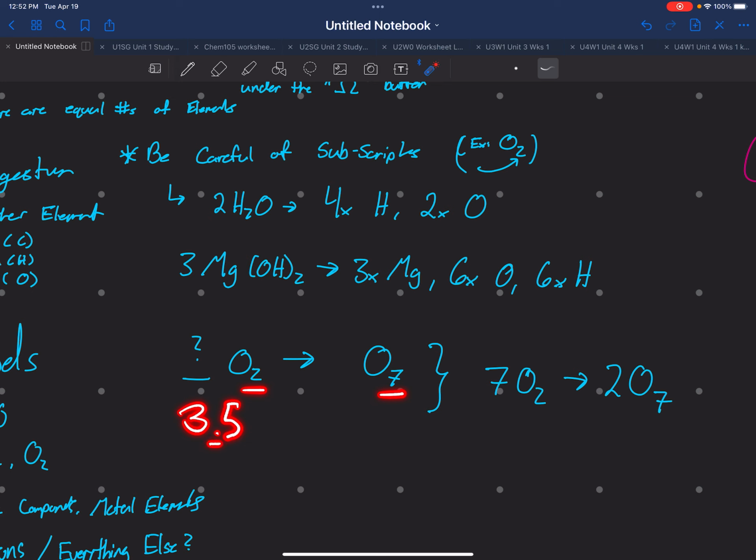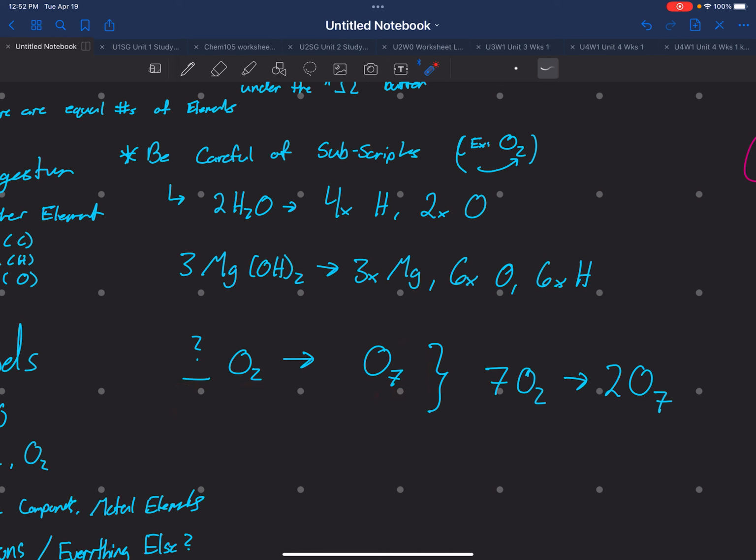But the thing is, we can't have this decimal point here, right? So what we're going to have to do is multiply both sides by 2, so the whole thing by 2. And this goes for even if there's other coefficients in here. So if there's other pieces aside from just O2, if it was like C6H12 plus O2, and then whatever the coefficient on there.